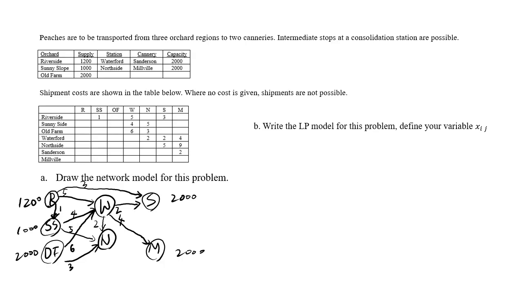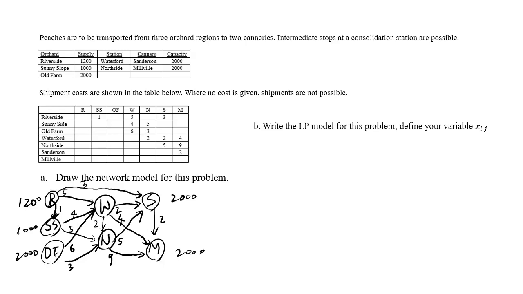Northside to Sanderson is 5. Northside to Millville, 9. And finally, from Sanderson to Millville, that's 2. Okay, we have this very complicated diagram, but we have it. Okay, write the LP model for this problem.